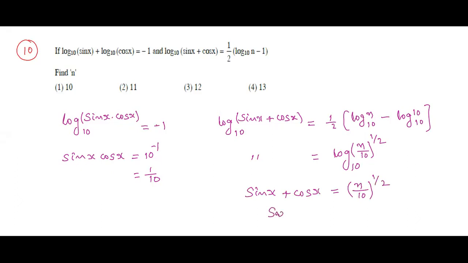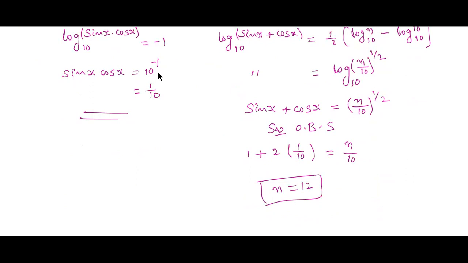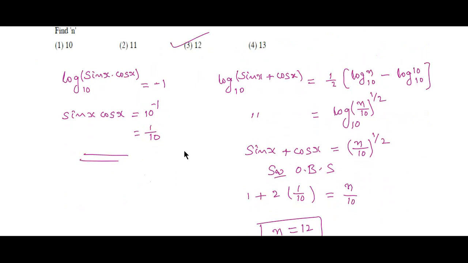Do that, squaring on both sides. What you will get? Sin square x plus cos square x is 1, plus 2 sin x cos x. Sin x cos x value is 1 by 10. Substitute. That is equal to n by 10. Now take the LCM. We get n value is 12. Denominator 10 is going to cancel. Correct answer is third option. This is also a very, very easy question.